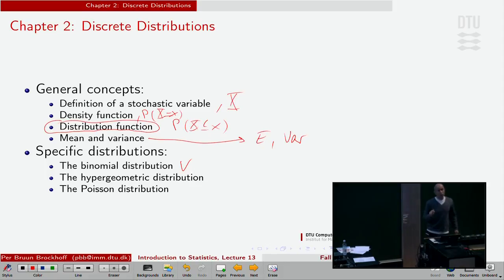In the discrete world, means and variances are sums, right? Where we have all the probabilities entering the sums as weights. We saw some specific ones. I already mentioned the binomial. There is the hypergeometric and there's the Poisson. Three specific named probability distributions for us to work with in different contexts.